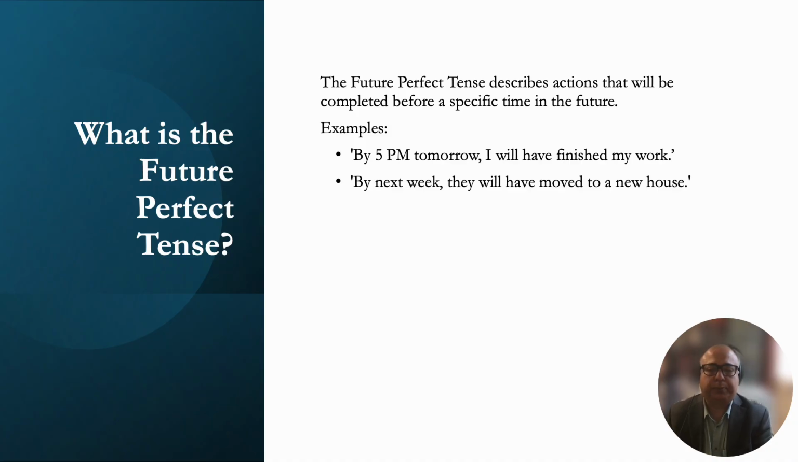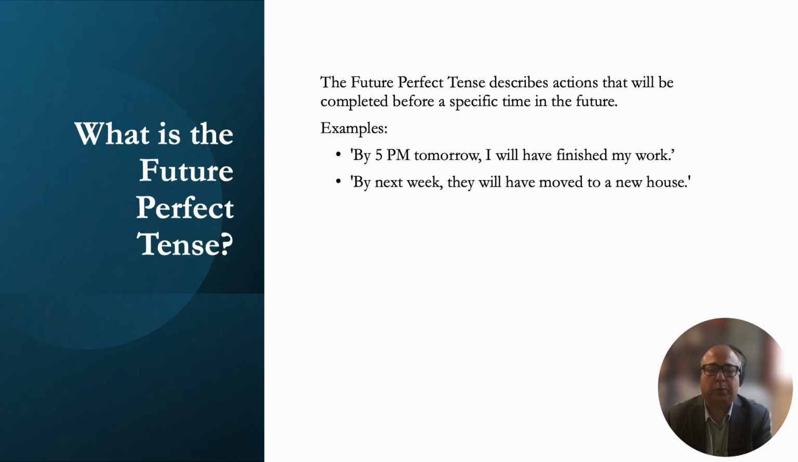First and foremost, what is the future perfect tense? The future perfect tense describes actions that will be completed before a specific time in the future. Now remember, because this is the future tense, nothing has happened yet. All of the actions in the future tense happen at a specific time later in the future. So let's look at a couple of examples to understand this.